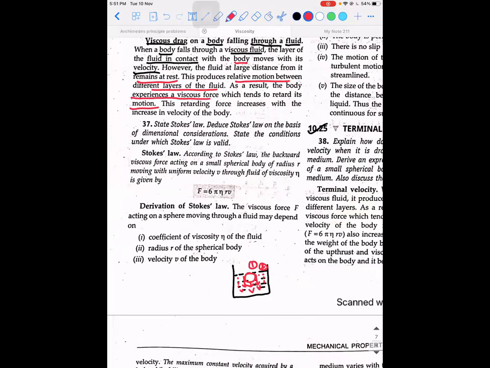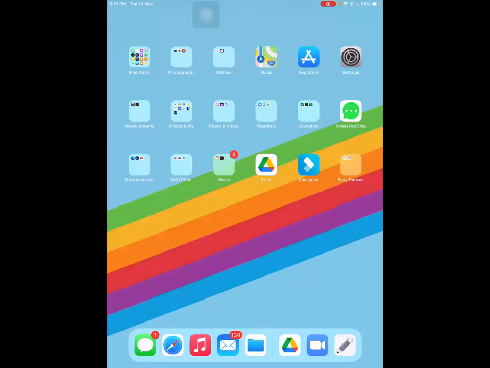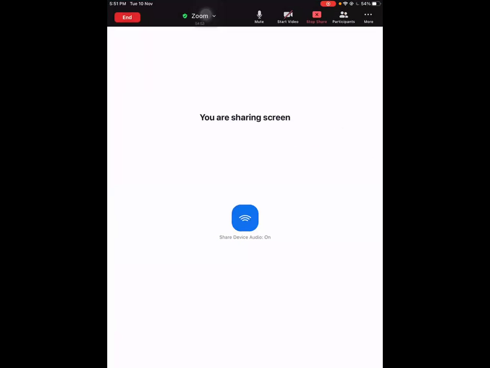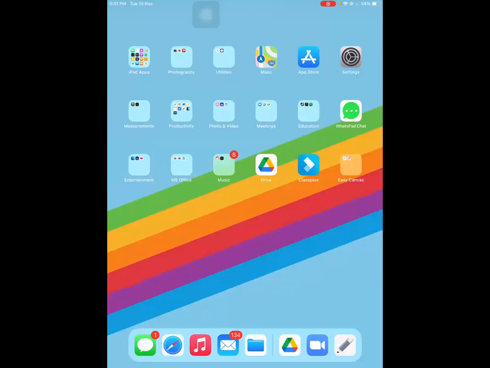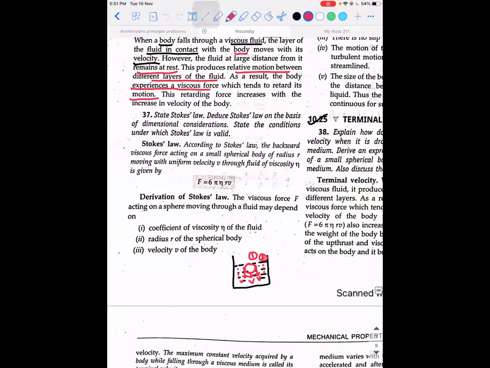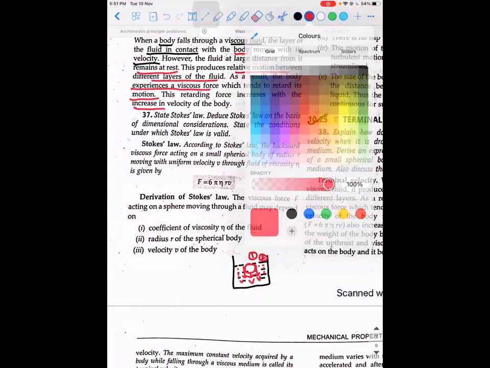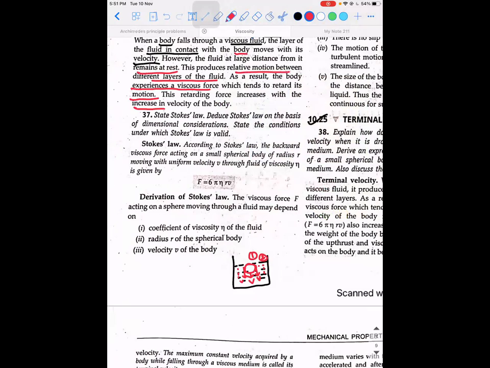This retarding force increases with the increase in velocity. So as the object is moving, when its velocity is trying to increase, the amount of resistive tangential force it is going to experience will also increase. So the retarding force increases with the increase in velocity of the body.